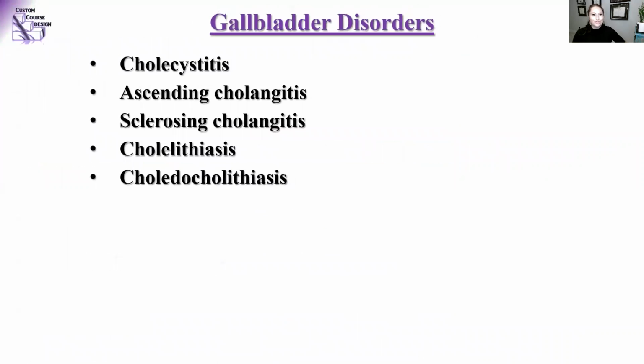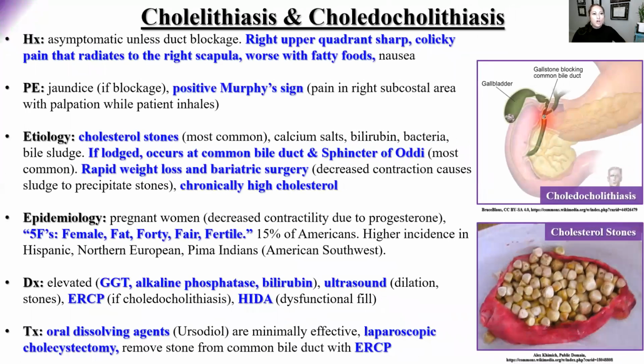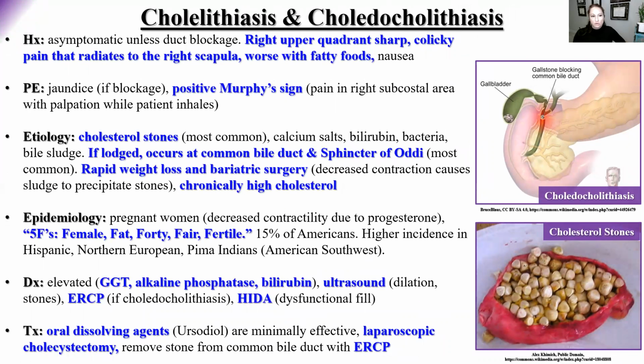Those are your stomach disorders. Let's move on to gallbladder disorders. Cholelithiasis and choledocholithiasis. These are stones that cause obstruction and backup. Cholesterol stones are going to be the most common etiology of this, but they can also be calcium salts, bilirubin, bacteria, and bile sludge. If they become lodged, the most common place for them to become lodged is going to be at the bile duct and the sphincter of Oddi.